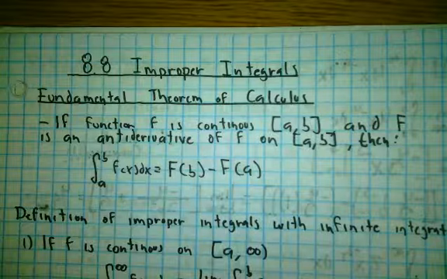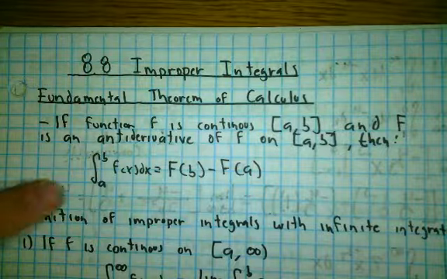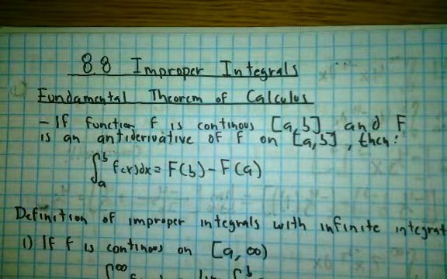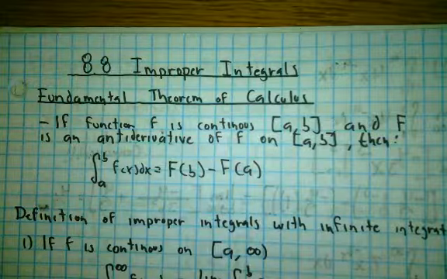So remember, if a function is continuous on an interval from a to b, and capital F is the antiderivative of the function f on that interval, then we can say that the definite integral from a to b of the function is equal to the antiderivative evaluated at b minus the antiderivative evaluated at a. So that's how we find area under the curve.